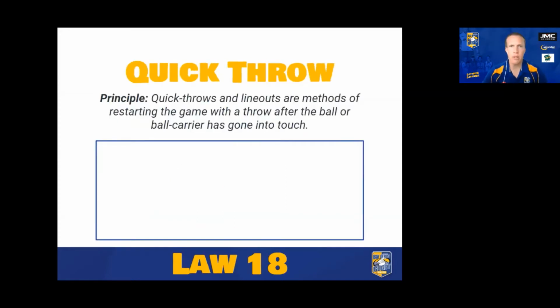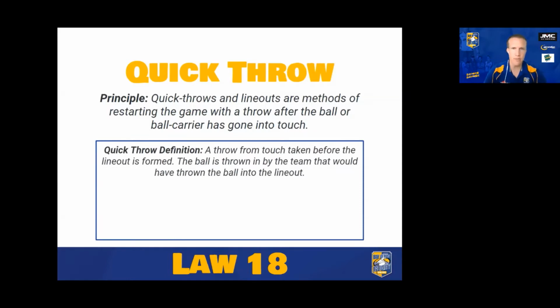So starting off with quick throws and lineouts, their methods of restarting the game after the ball's gone into touch. So we look at the definitions. A quick throw definition is a throw from touch taken before the lineout is formed. Pretty key thought around that, before the lineout is formed. We'll talk about that soon. The ball is thrown in by the team that would have thrown the ball into the lineout.